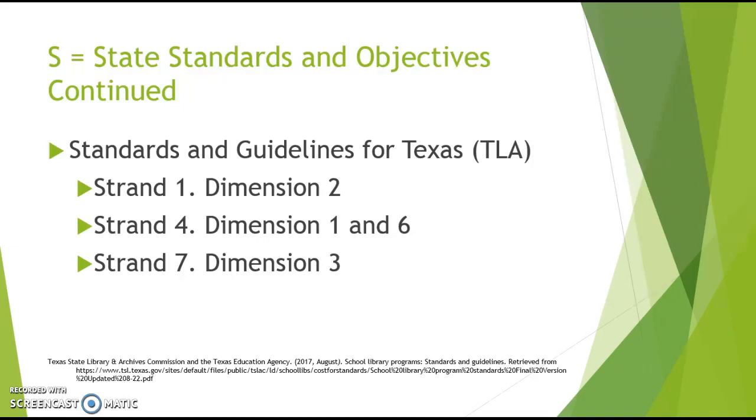That's Strand 4, Dimensions 1 and Dimension 6, which is encouraging students to use intellectual property responsibly, understand copyright rules, and exhibit good digital citizenship. And then the last one is Strand 7, found in the appendix, measuring involvement of students or services to students and teachers. Dimension 3, collaboration with teachers to co-teach, co-create, and co-assess lessons.